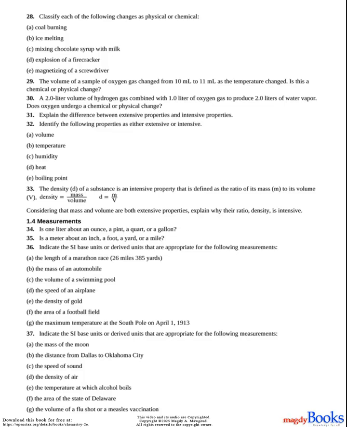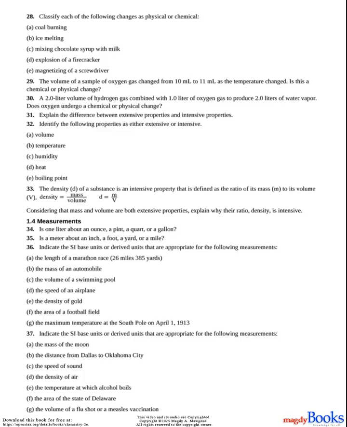Explain the difference between extensive properties and intensive properties. 32. Identify the following properties as either extensive or intensive. A. Volume. B. Temperature. C. Humidity. D. Heat. E. Boiling point. 33. The density, d, of a substance is an intensive property that is defined as the ratio of its mass, m, to its volume, v. Density equals mass over volume. d equals m over v. Considering that mass and volume are both extensive properties, explain why their ratio, density, is intensive.